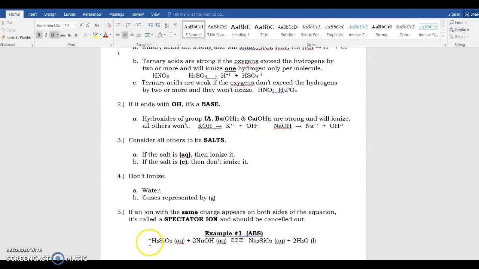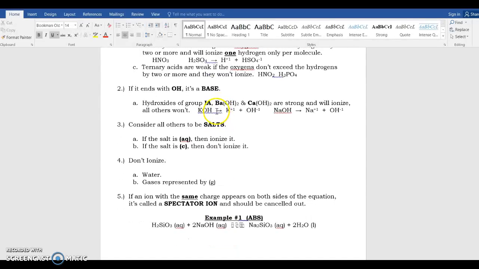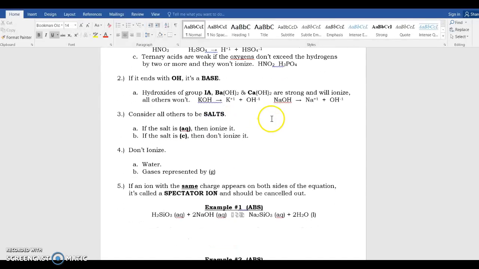So when you rewrite this out, this stays all together. That's how you do that. You just follow your rules. If it's a base, it's strong only in 1A, or barium hydroxide or calcium hydroxide. So sodium hydroxide falls in that 1A. It is a strong base. It will ionize completely, and that's it. Everything else is weak and will not ionize.